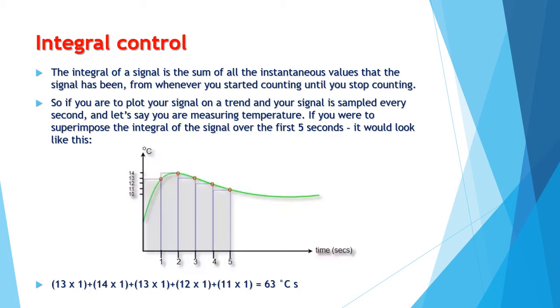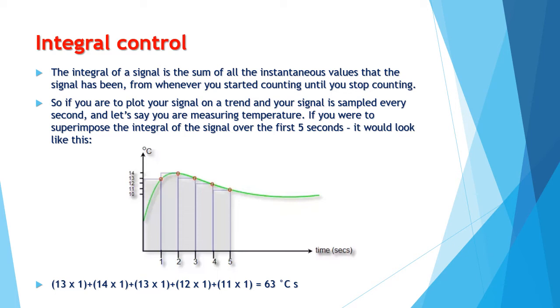Integral control. The integral of a signal is the sum of all the instantaneous values that the signal has been from whenever you started counting until you stop counting. So if you are to plot your signal on a trend and your signal is sampled every second, and let's say you are measuring temperature, if you were to superimpose the integral of the signal over the first 5 seconds, it would look something like this.